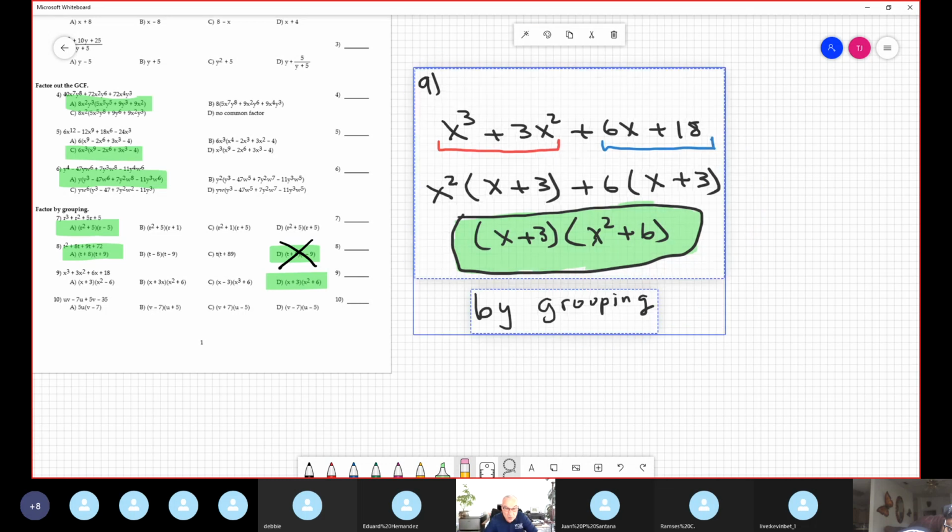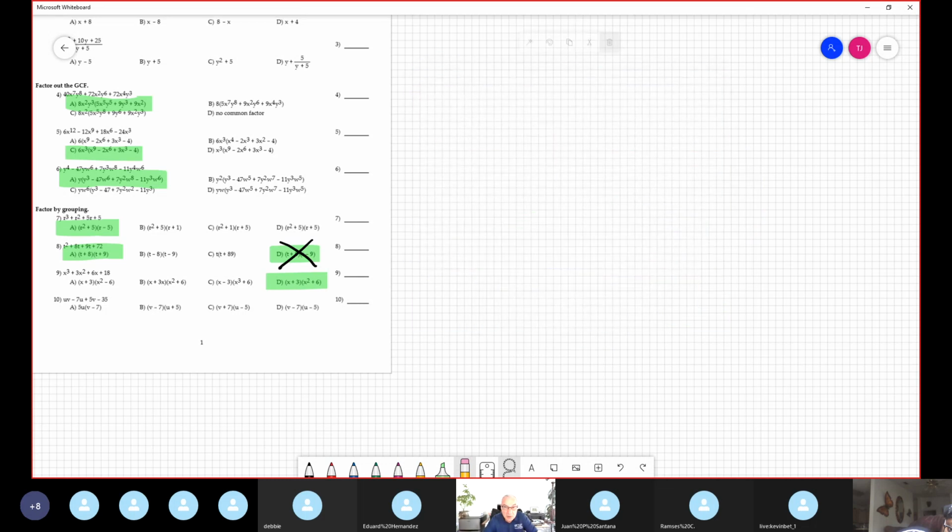One more. Factorization by grouping. Number 10 is UB minus 7U plus 5B minus 35. Okay, let me try.